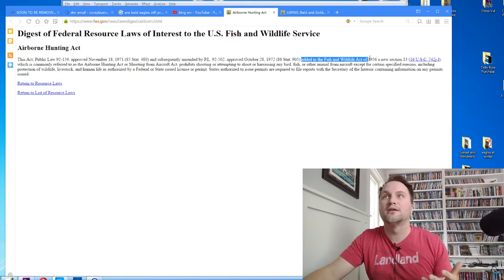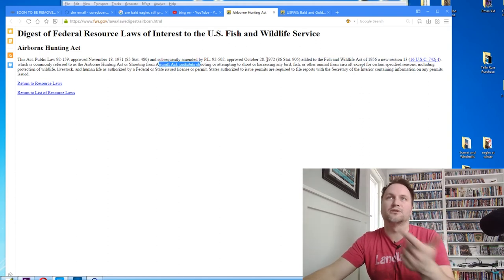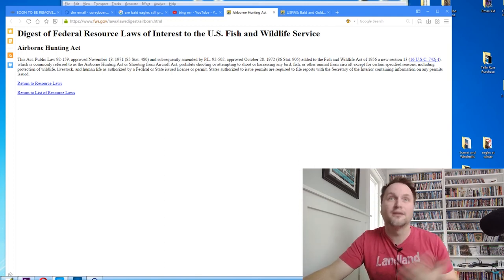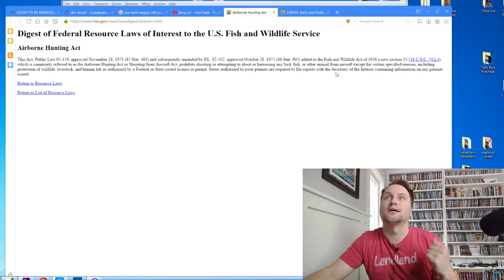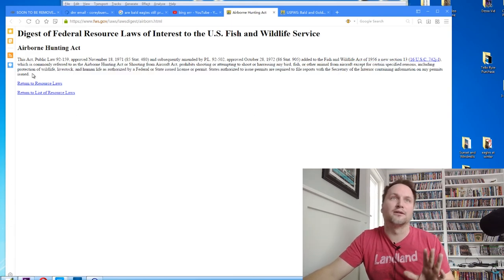And this one isn't even talking about bald eagles or golden eagles. This is saying any wildlife, if you're harassing them with an aircraft. And like he said, even though this law was written in 1971, they still make it apply to drones, even though drones didn't exist then. It still does apply.